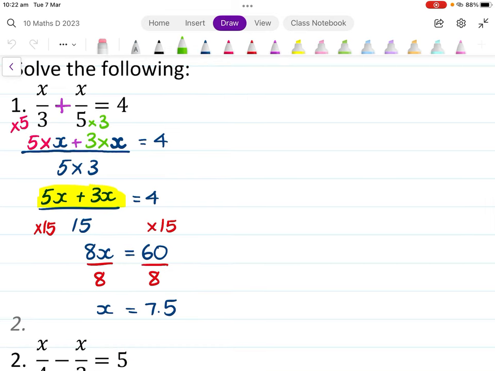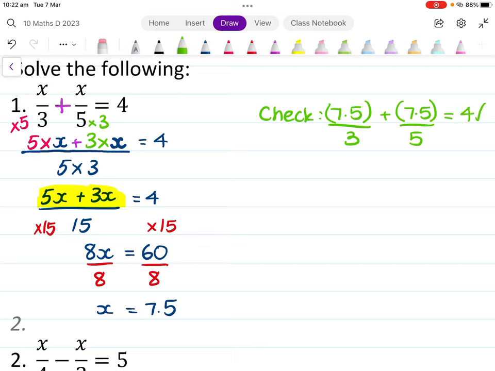We can check that. Remember, we can always check our answers. How we check our answers is we substitute in our x value of 7.5 wherever we have an x in our equation. And what we're wanting is for 7.5 over 3 plus 7.5 over 5 to equal 4. And when we put that into our calculator, it does in fact equal 4. Please copy that down.